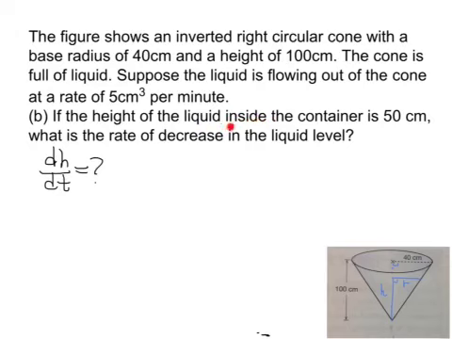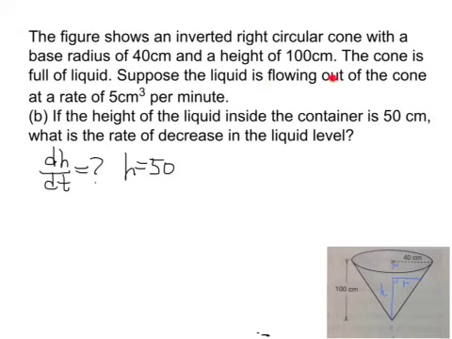If the height of the liquid inside the container is 50 cm, so we're talking about the H, right? The height. That is the liquid level, the water level. So you know that H equals 50 at some point in time, right? Now what else? Let's see.